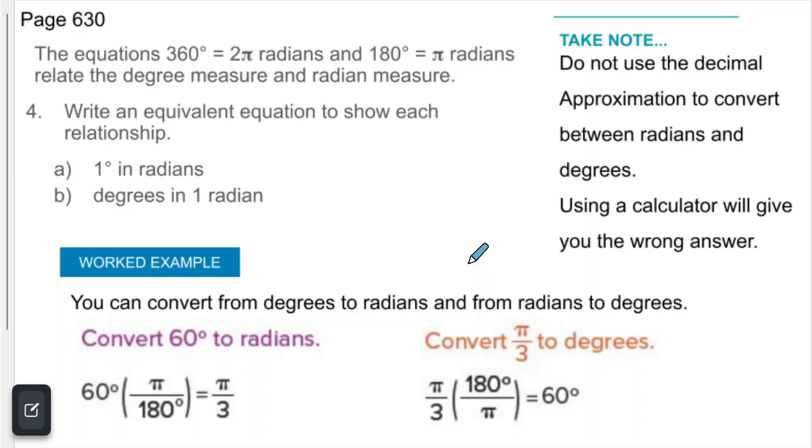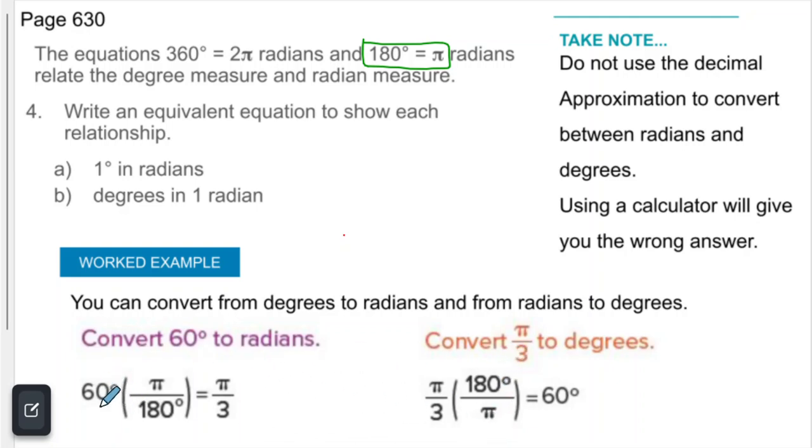So let's figure out how we can convert radians to degrees and degrees to radians. From the previous page, we know that there are 360 degrees in a circle and 2 pi radians in a circle. So I'm always going to be using the conversion factor of 180 degrees equals pi radians. I'm going to either multiply by pi over 180 degrees or multiply by 180 degrees over pi.